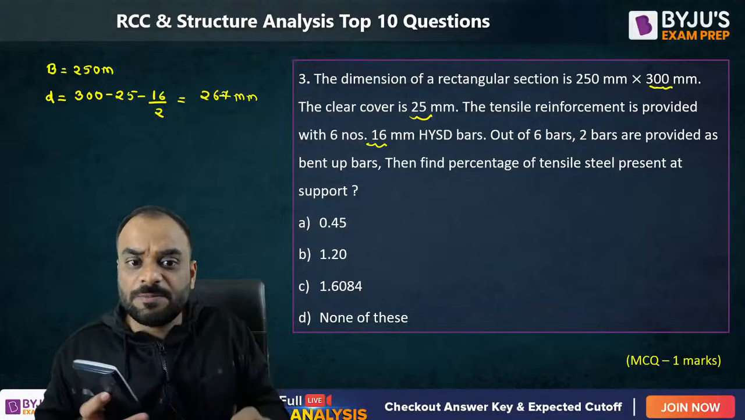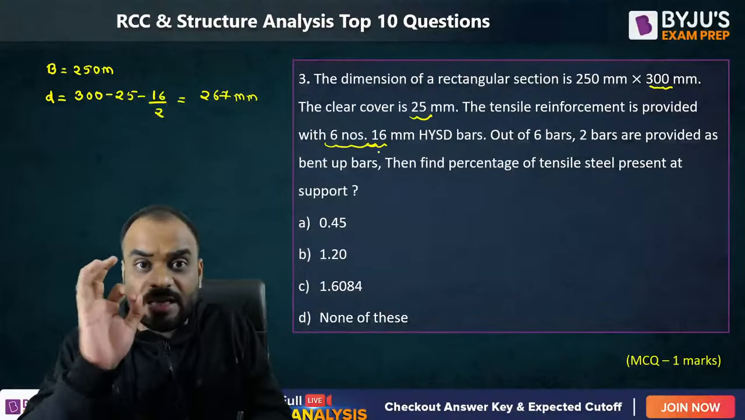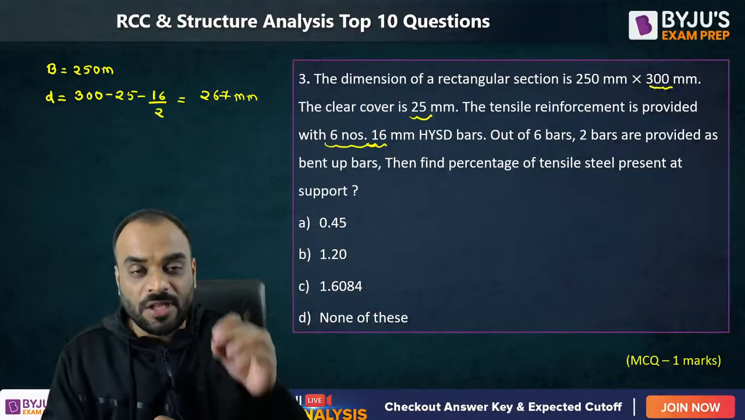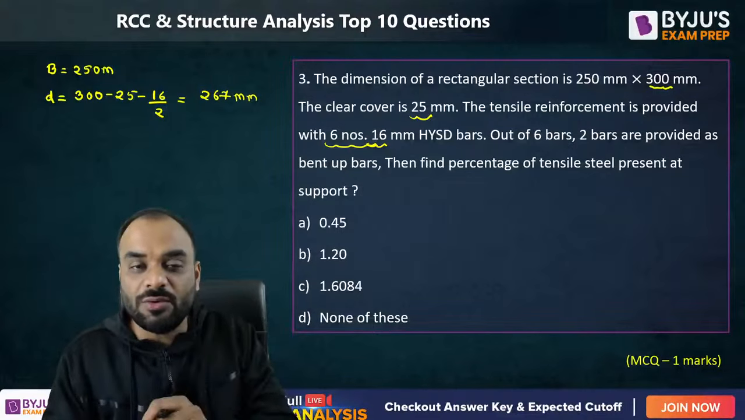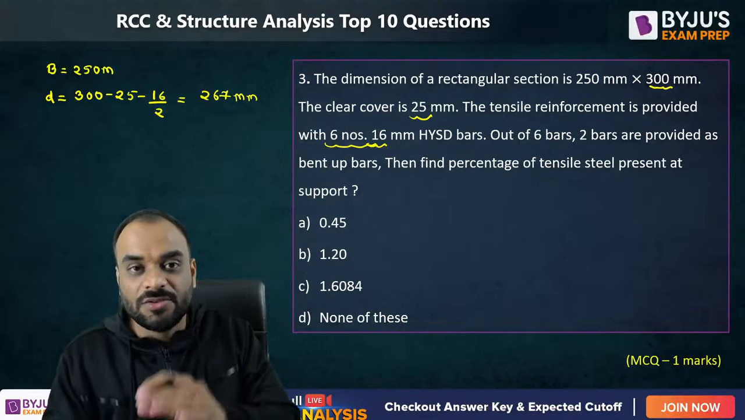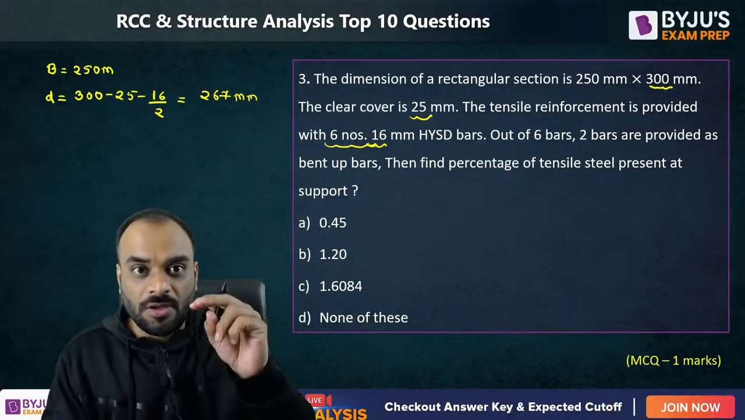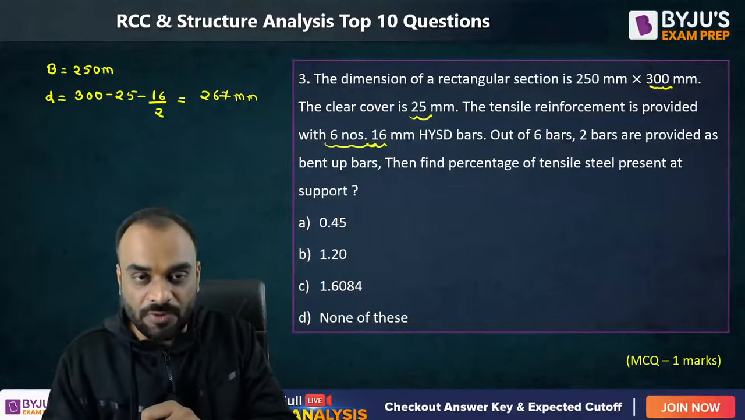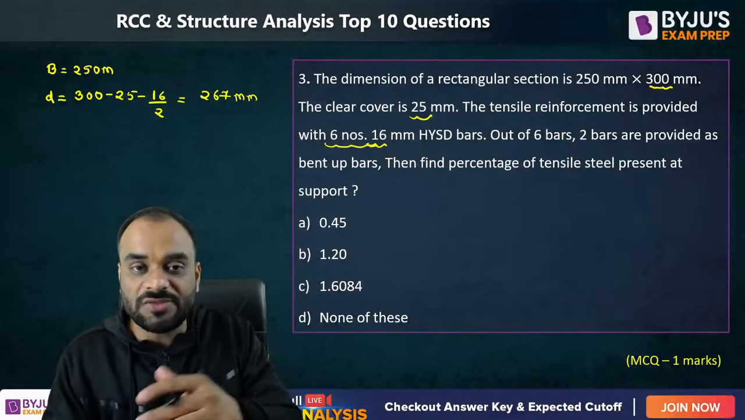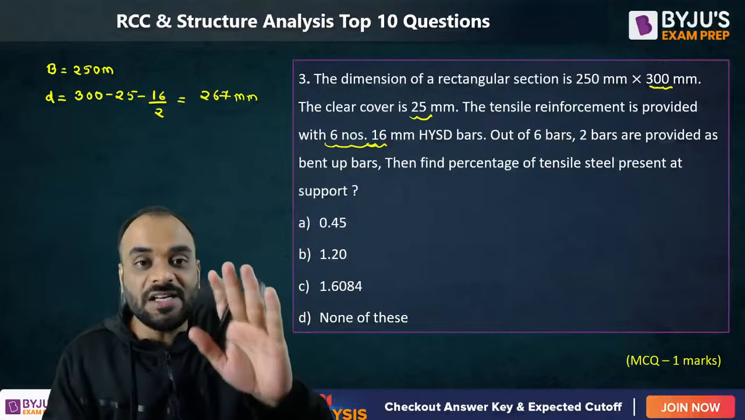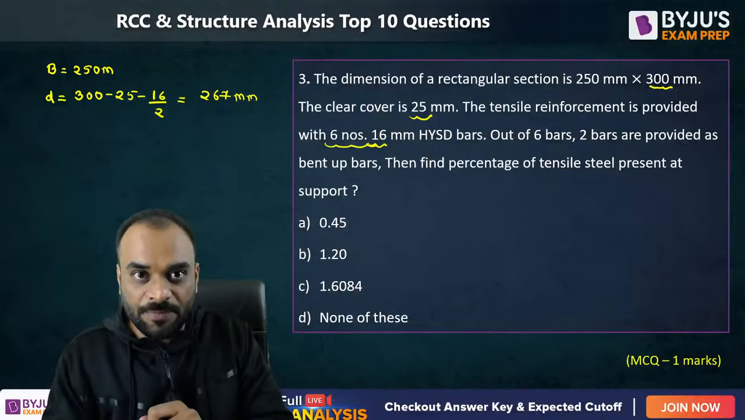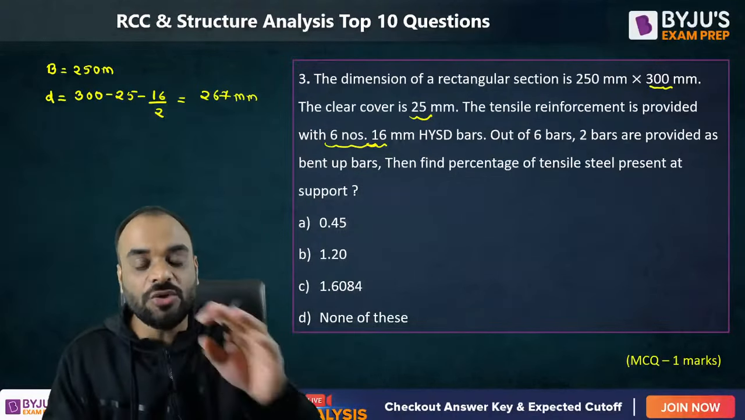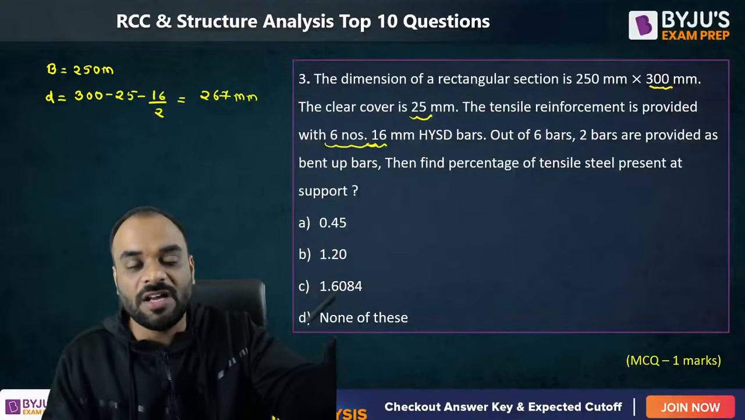Now tell me guys, in this particular case, there are 6 bars of 16 mm dia. But out of the 6 bars, 2 bars we have provided as bent up bars. Now after providing the bent up bars, if you want to calculate the tensile steel, please remember this point: only 4 bars will act as tension reinforcement in this beam now. Because the other 2 bars, which we have bent, will act as shear reinforcement. Getting the point? So don't consider AST by considering the number of bars as 6. You need to calculate the AST value according to the number of bars equal to 4.